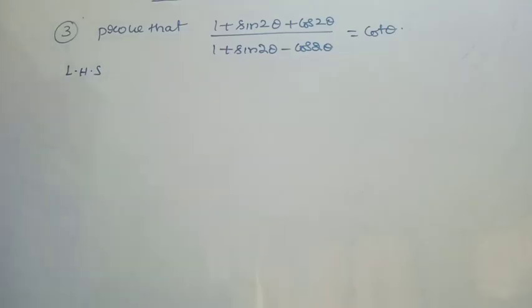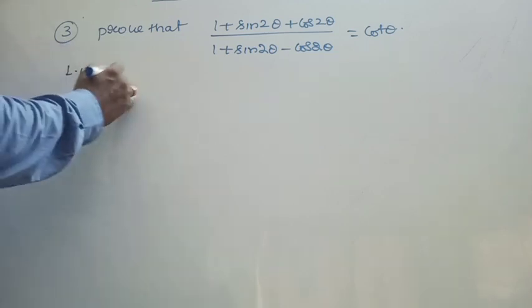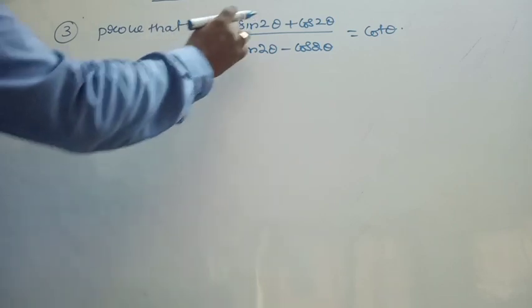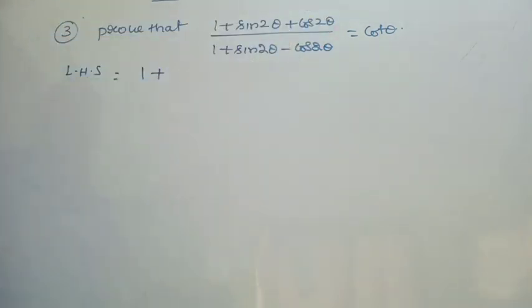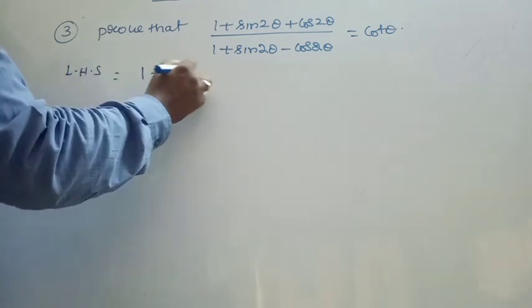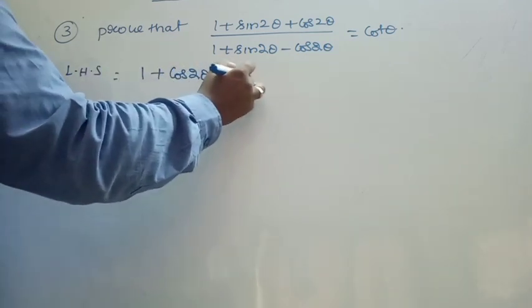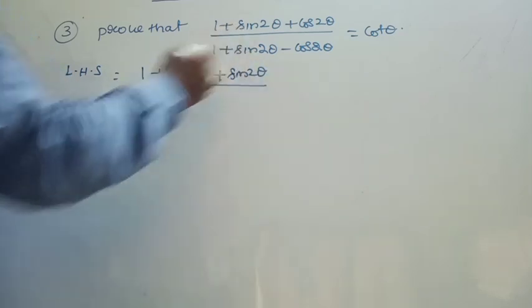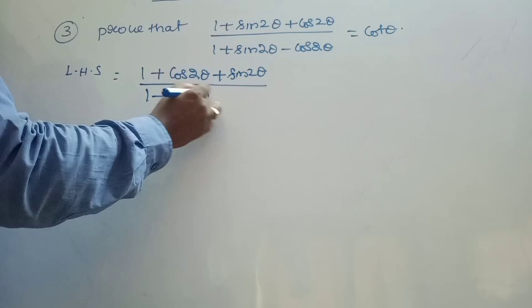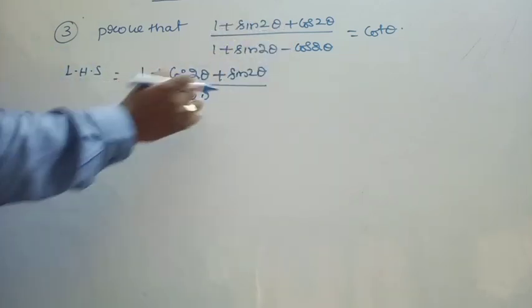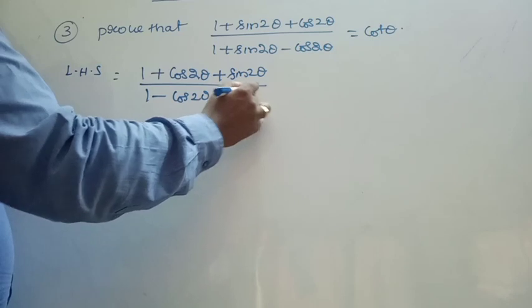See, my dear students, now we have another interesting problem. The third problem: prove that 1 plus sin 2 theta plus cos 2 theta by 1 plus sin 2 theta minus cos 2 theta equals cot theta. See how we are going to prove this. We are going to rearrange nicely. 1 plus sin 2 theta plus cos 2 theta, we write it as 1 plus cos 2 theta plus sin 2 theta, whole thing divided by 1 minus cos 2 theta plus sin 2 theta. You rearrange the terms like this, right?